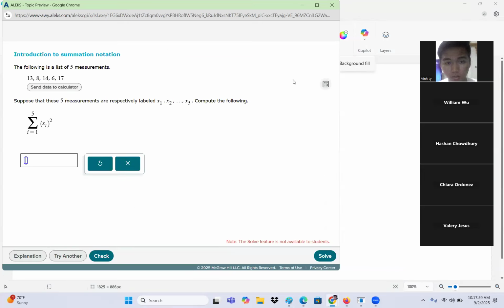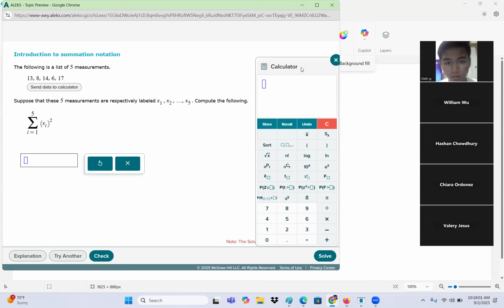Okay, so this one is kind of different. Now you just have to do 13 squared. The 13 squared is kind of tricky, so make sure you do that. Plus 8 squared. Then you keep adding up, like 14 squared, and 6 squared.